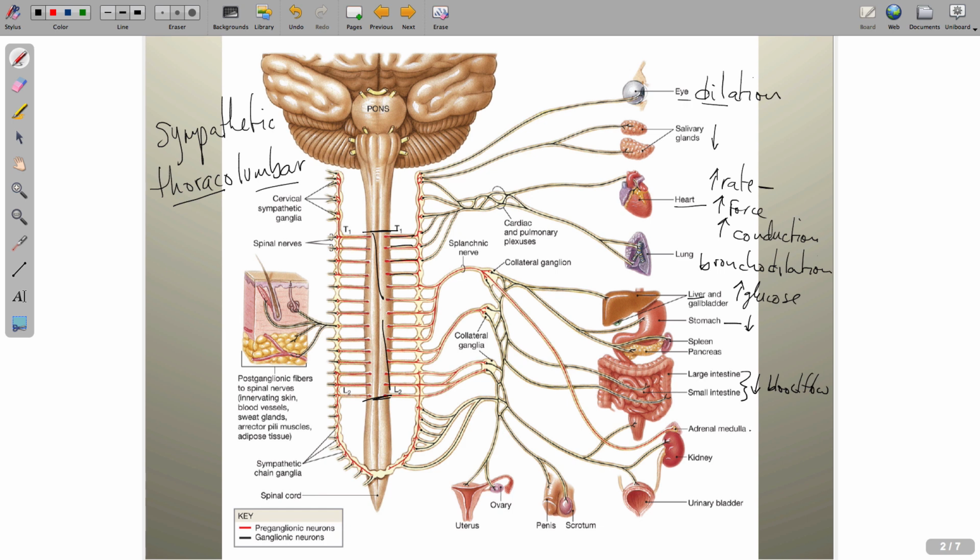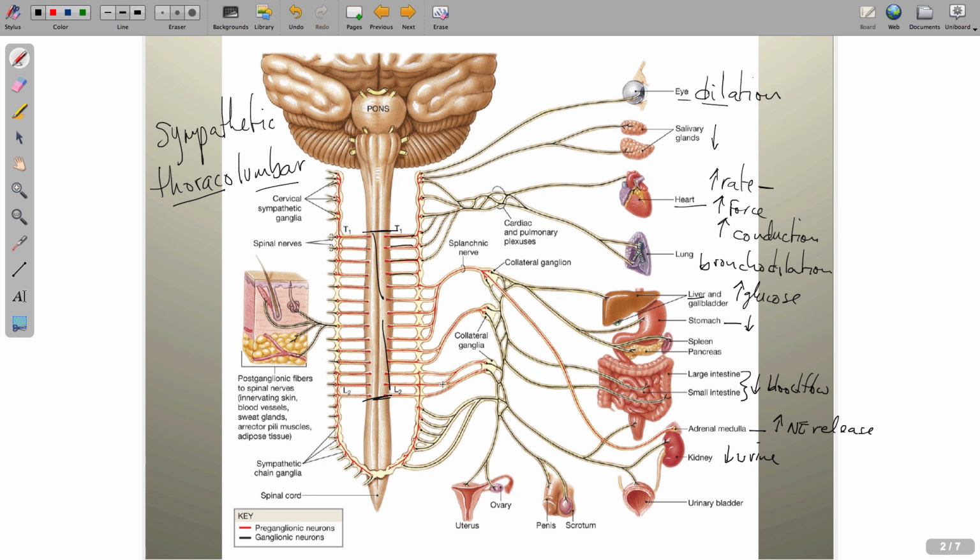Adrenal medulla, we're going to look at this in a few slides. We're going to increase norepinephrine release here. This is going to be one of the ways that we chemically dump norepinephrine into the system. All right, kidneys are going to shut down in terms of urine production, and the reason for that is we're going to try to maintain all of our fluid so that we can maintain blood pressure. We'll get to the gonads a little bit later.